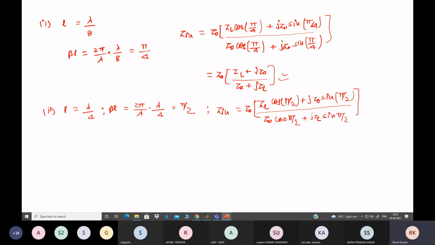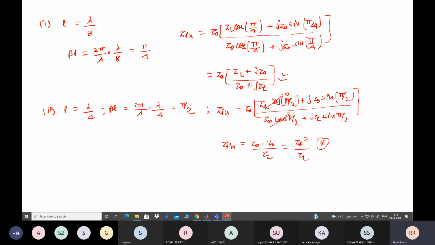Now put the value of cos π/2 and sin π/2. So this term will be 0. This term also will be 0. And then we have j Z0 divided by j ZL. The j will cancel out. So Zin in this case is equal to Z0 into Z0 divided by ZL, and this is Z0 square divided by ZL.